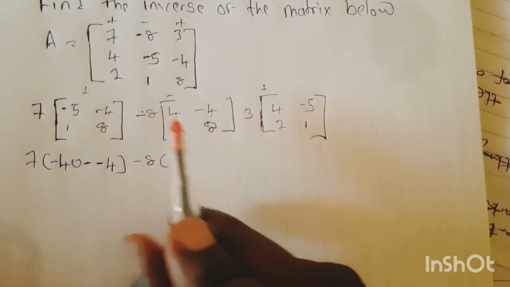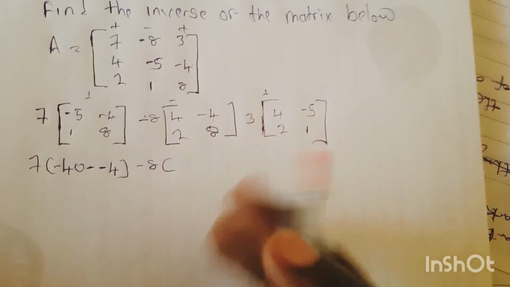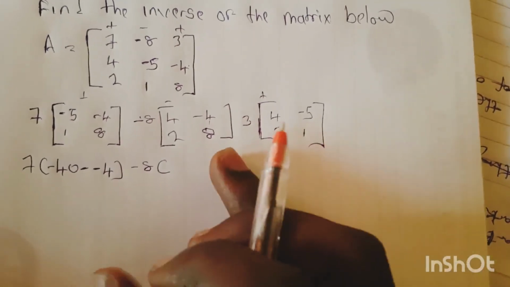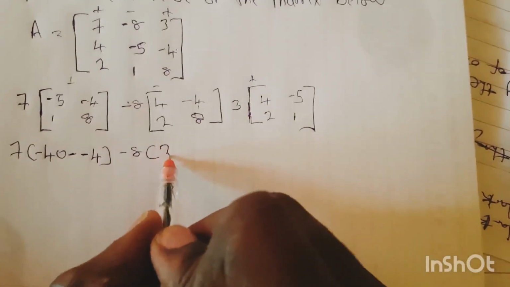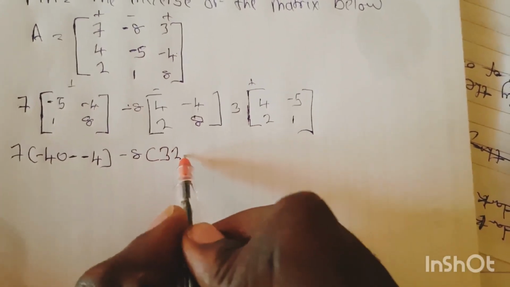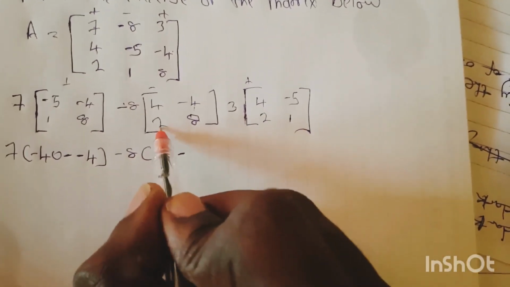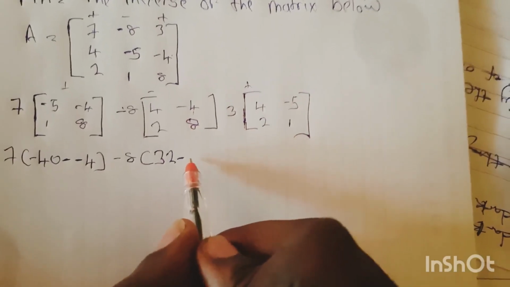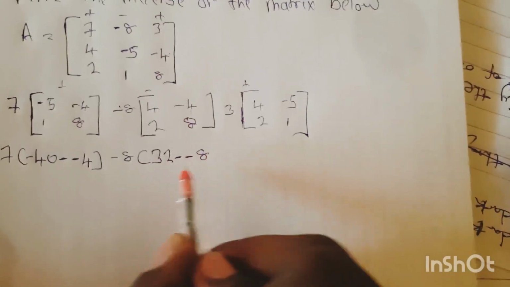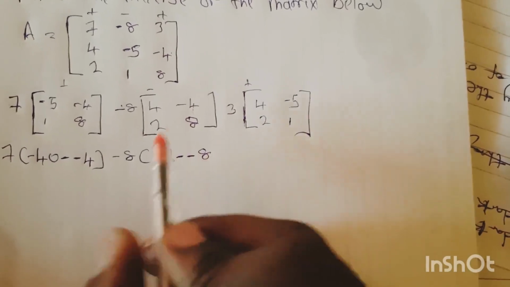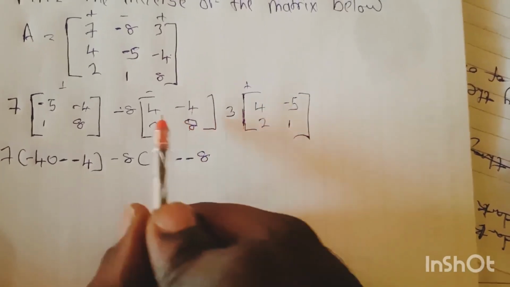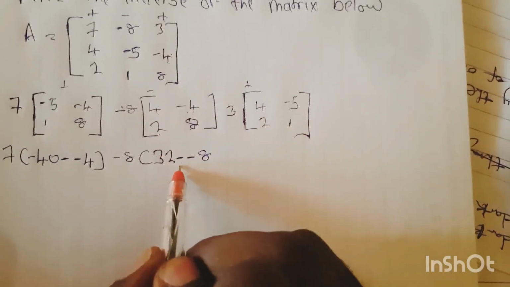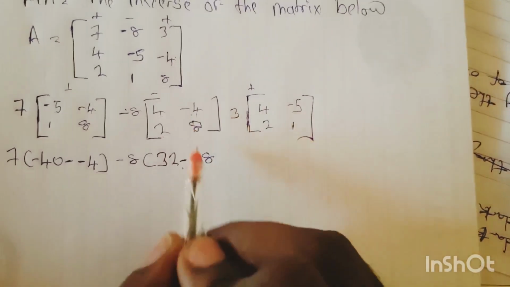So 8 times 4 is going to be 32. So this is going to be 32 minus 2 times -4, that's 8, so -8. The reason why this place is minus is because we are multiplying this times this minus this times this. So that's why it becomes minus, because this one is carrying a negative sign already.